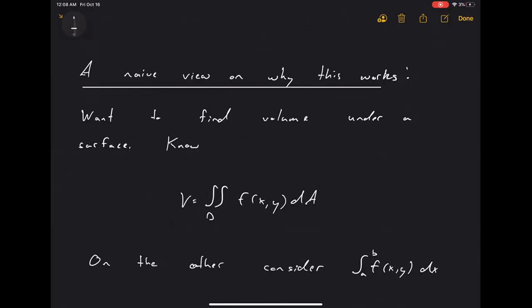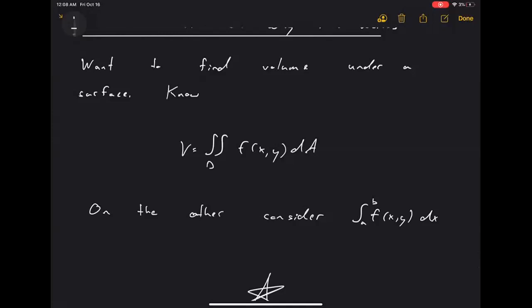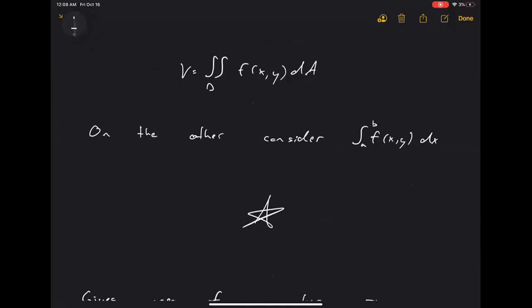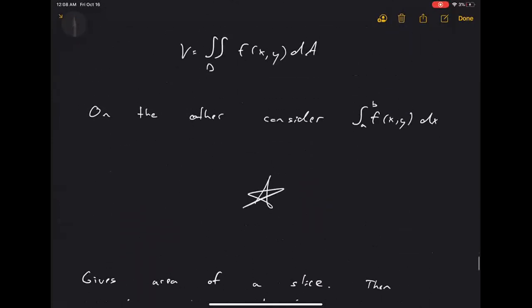Okay, so let's say I want to find the volume underneath a surface. On the one hand, we should have that the volume is equal to that double integral. And let's assume I haven't learned Fubini's theorem yet. What's another way to justify using something similar to Fubini's theorem? On the one hand, we know this volume is going to be equal to this double integral. On the other hand, let's fix y and consider the integral of f of x, y with respect to dx. Okay, so what does this mean?